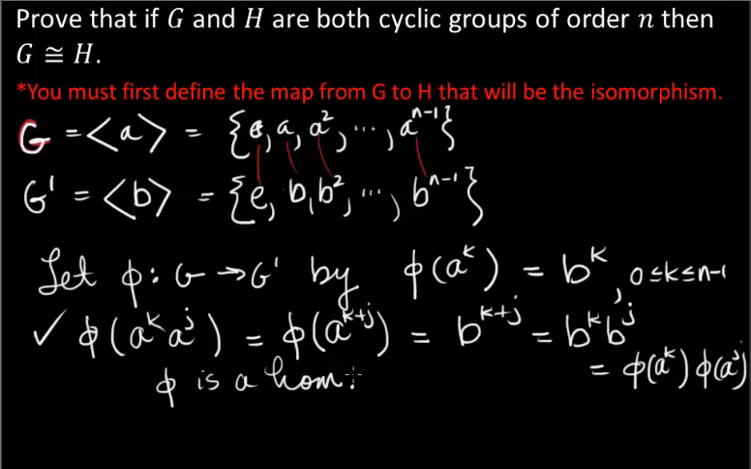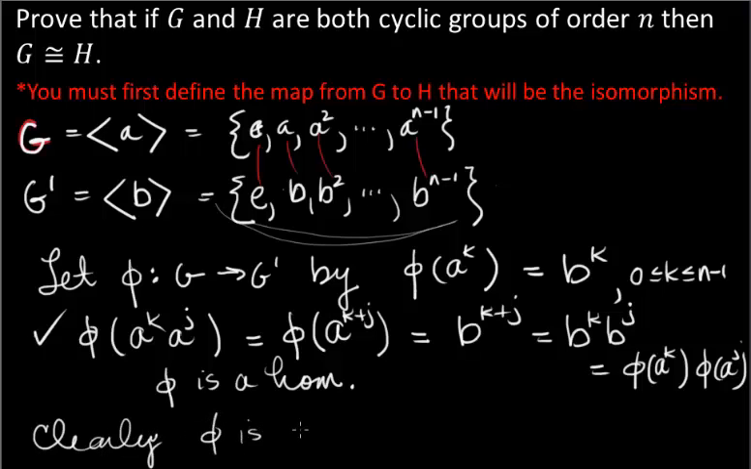Now we need to show it's one-to-one and onto. Well, in this case, there's really nothing to show. There's n elements in each group, and the mapping is clearly one-to-one. There's nothing to show here. It's clear just by what we drew right here. You can see clearly phi is both one-to-one and onto. So we have G is isomorphic to G prime.